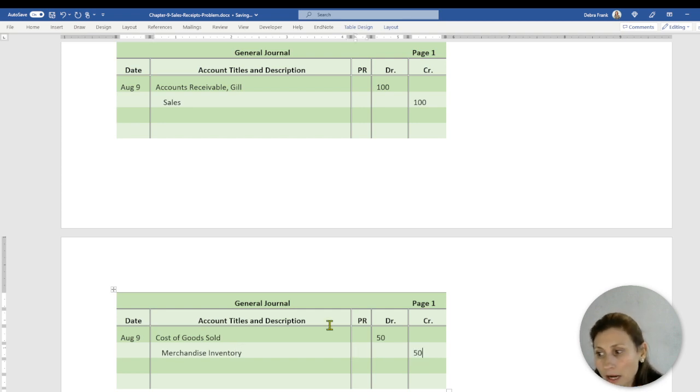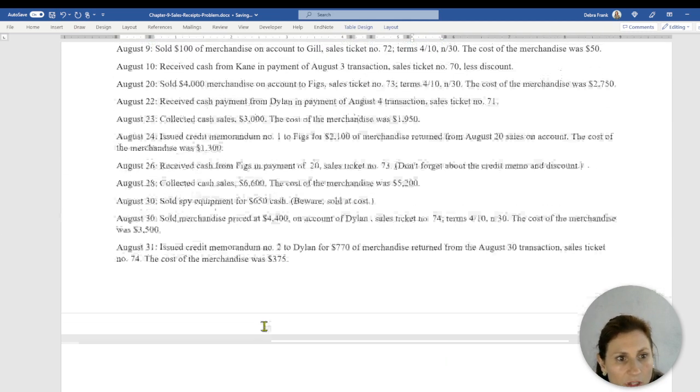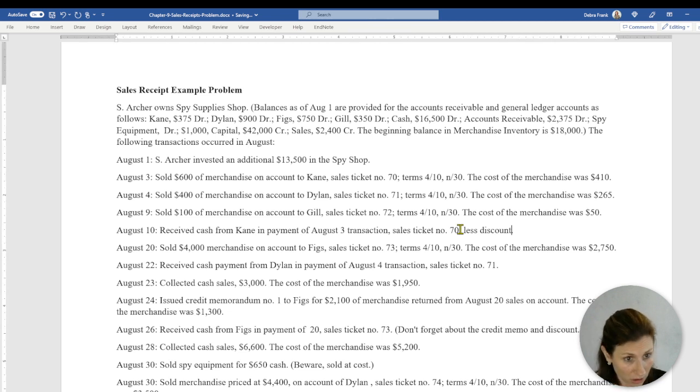Okay, whew. All right, so that was up to August 9th. So now we have August 10th. On August 10th, they received cash from Kane in payment of August 3rd's transaction, less the discount. That was nice of them to remind you to take out the discount. But if not, look at the date. It was sold on August 3rd to Kane, and then we received the cash on the 10th, right? That was less than the 10 days. So they get that 4% discount.